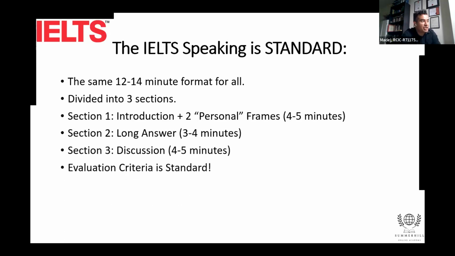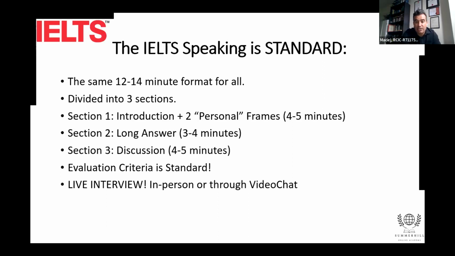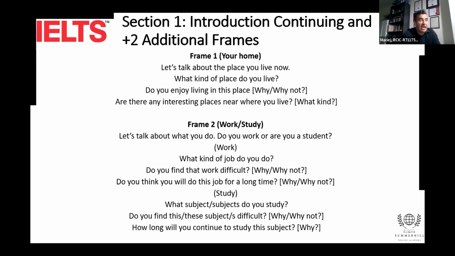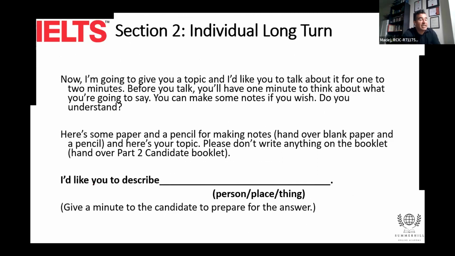And basically, the evaluation criteria is very standard for all. This is a live interview, or a live interview through video chat. There's going to be an actual examiner who will be sitting with you either on video chat or in person, and they'll be asking you actual questions. Again, they'll be asking very standard questions. They'll ask you some frames about what you're supposed to do. In section two, you'll have to talk for 2 minutes about just one particular question, describing it.